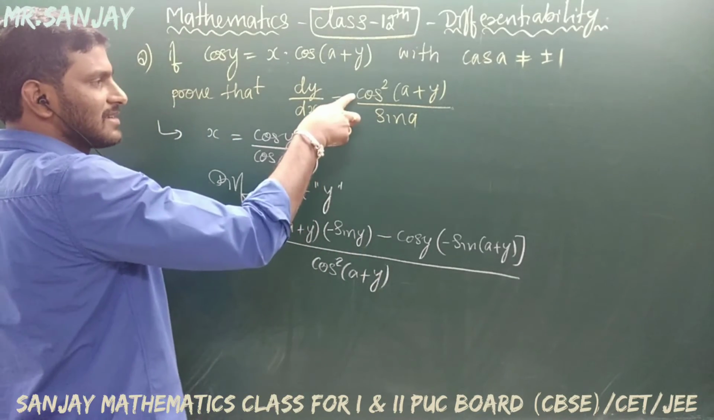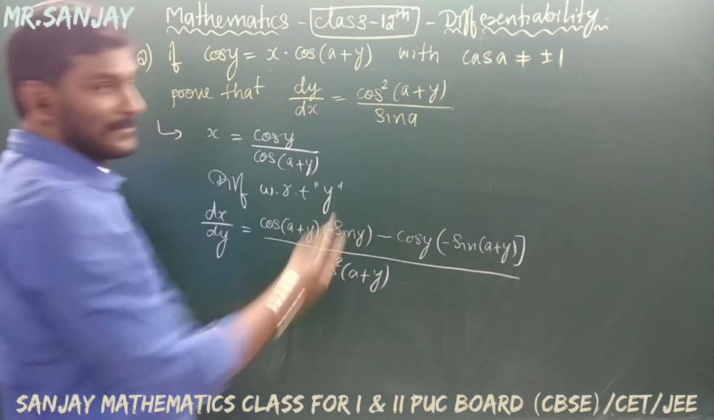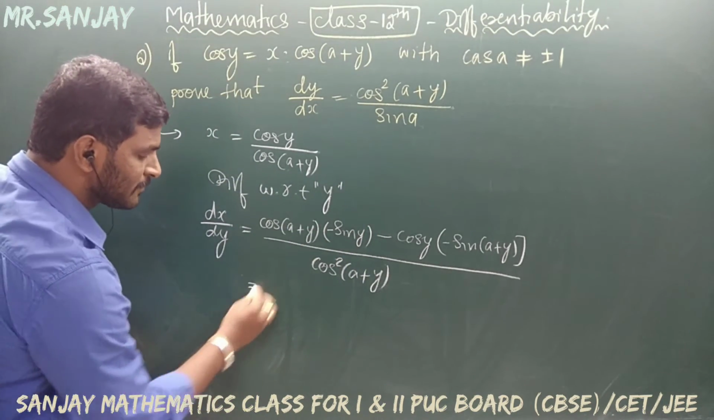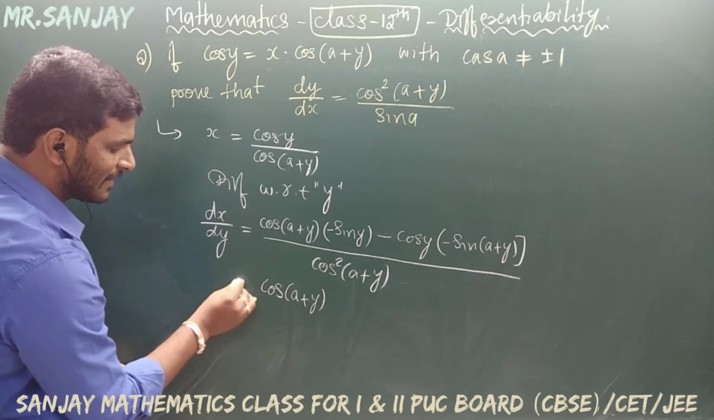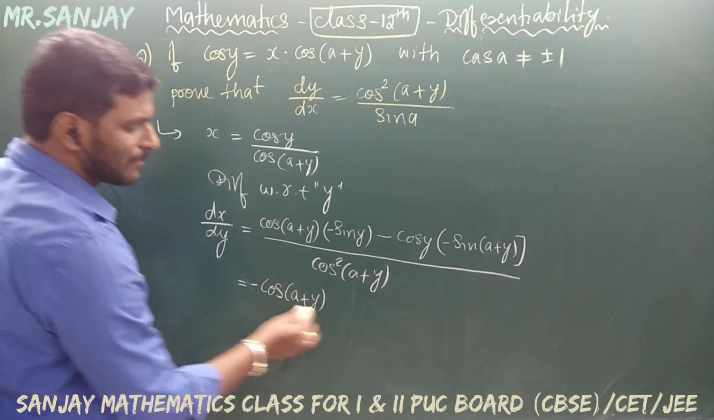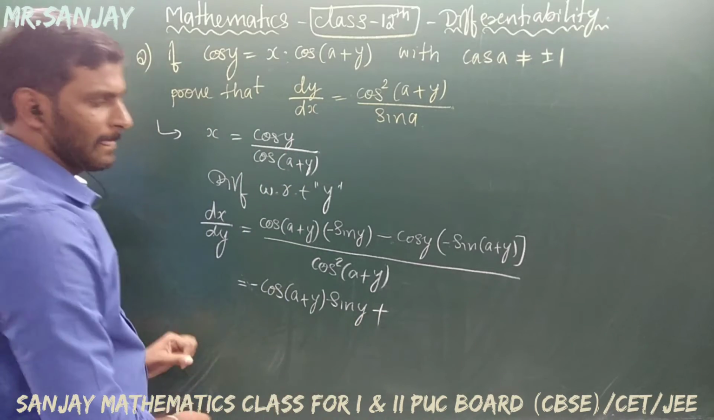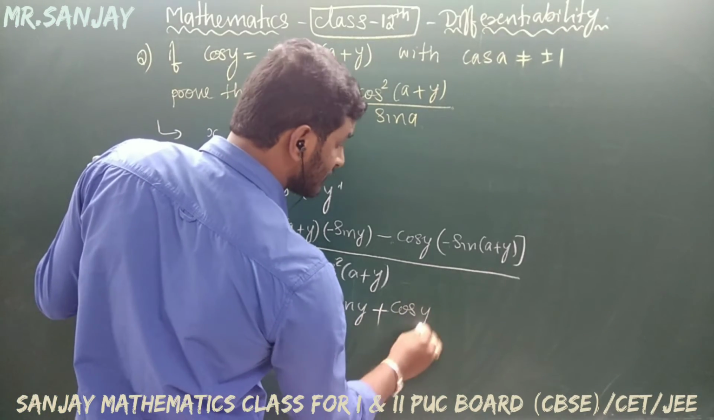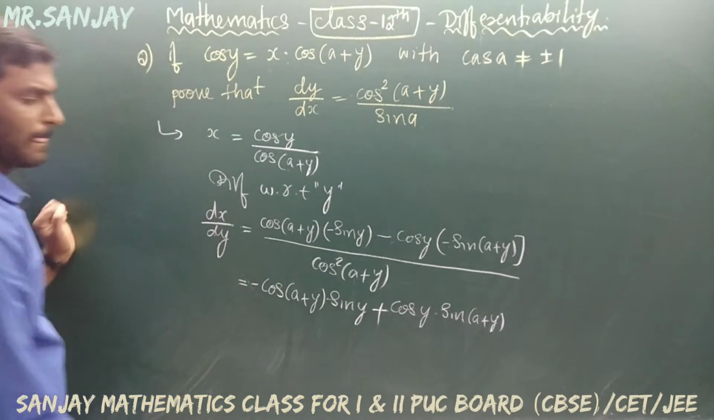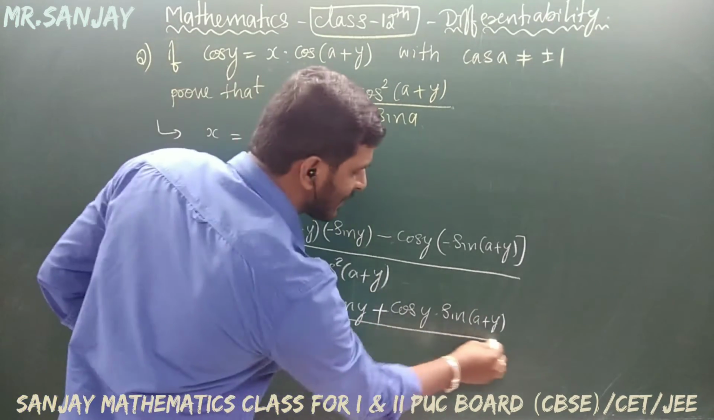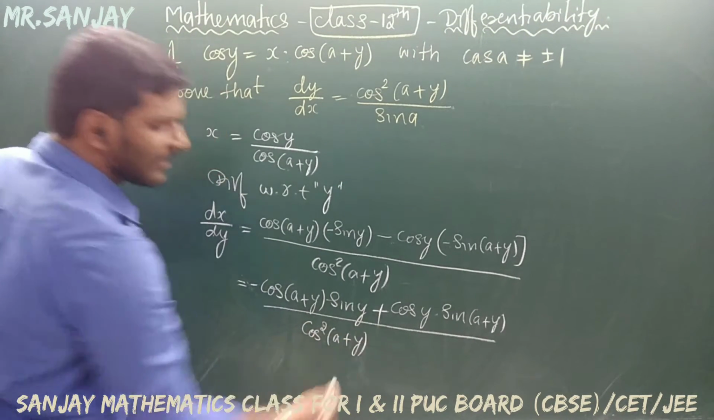So finally we got an answer. Cos square. If I interchange this one, denominator square. But sin a, look at the screen. Cos of a plus y, there is a minus. Let me write minus outside. Minus cos of a plus y into sin y. Minus into minus plus. Again cos y into sin of a plus y. Clear? Yes or no? And all divided by cos square of a plus y.